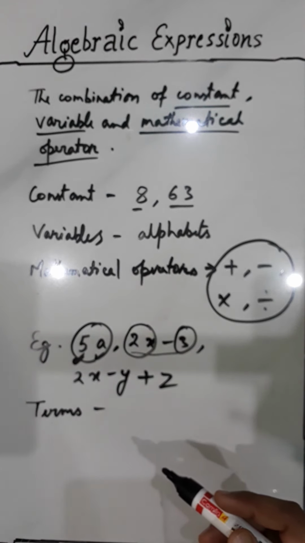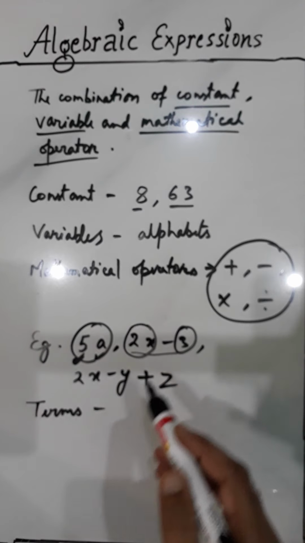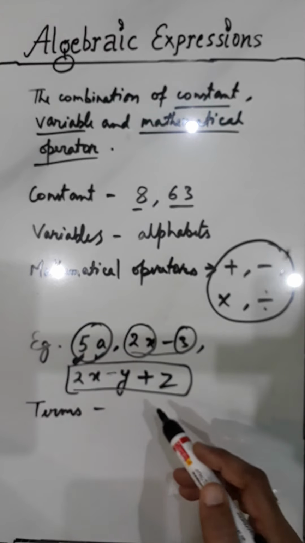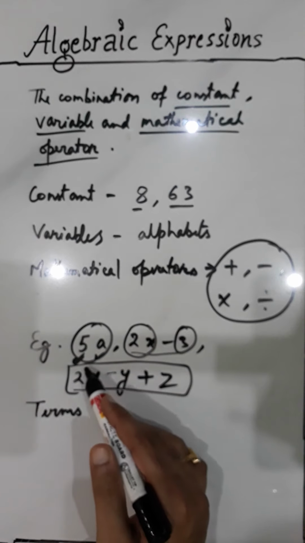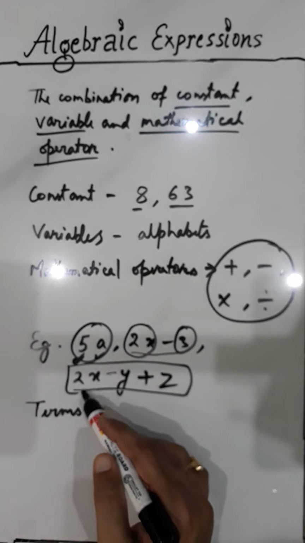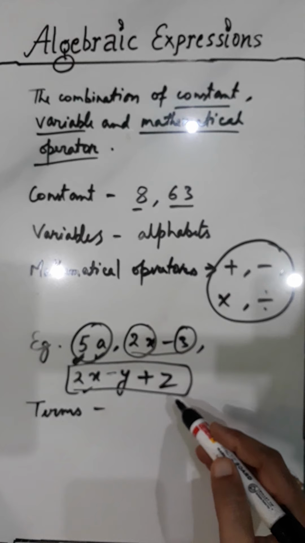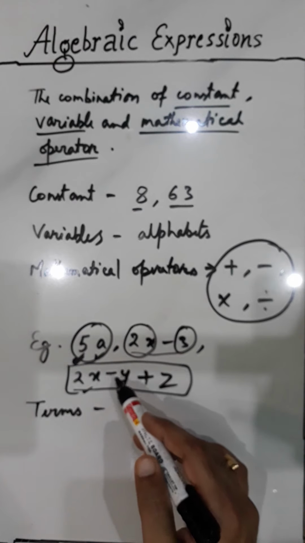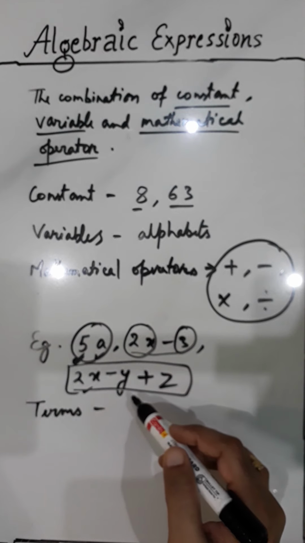This term means parts of an expression separated by plus or minus sign are called its terms. As I mentioned over here, for example, you can see this expression 2x minus y plus z, and in this expression these are the three terms. The first term is 2x, the second term is y, and the third term is z. And you are observing that they are getting separated by these subtraction and addition signs. So these are the three terms over here.